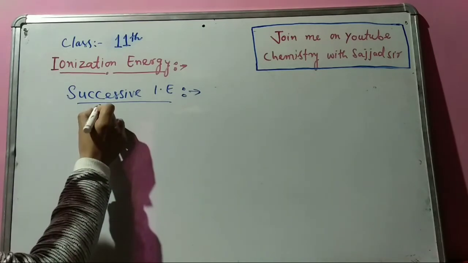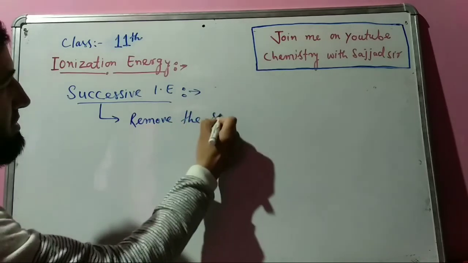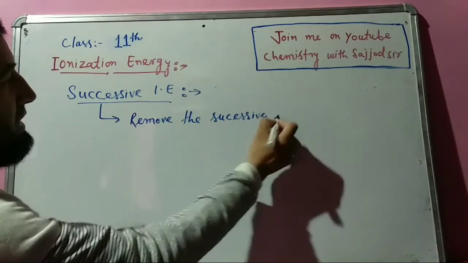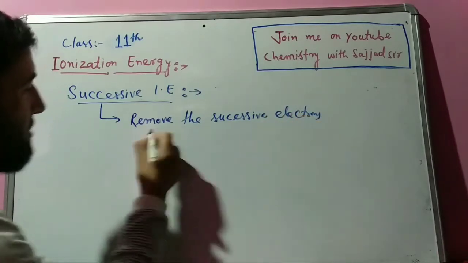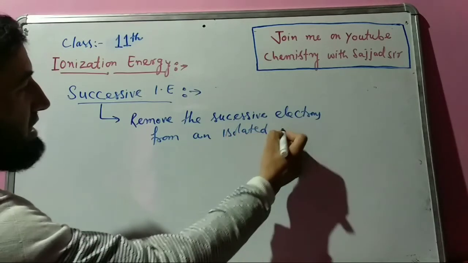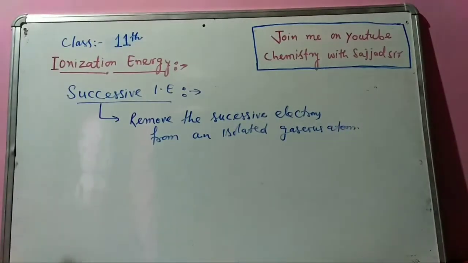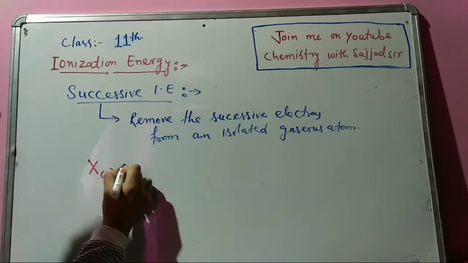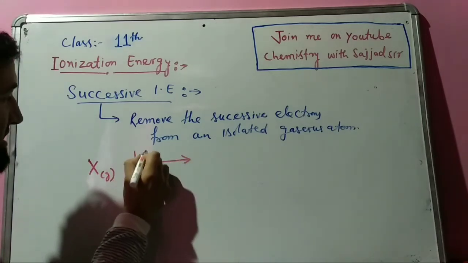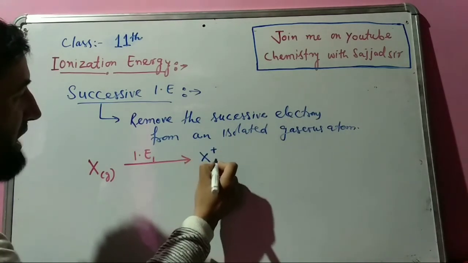So successive ionization energy is used to remove the successive electrons from an isolated gaseous atom. For example, if X is a neutral gaseous atom, by supplying the first ionization energy, that is IE1, it loses the first electron and results in the formation of X positive, that is a unipositive cation.